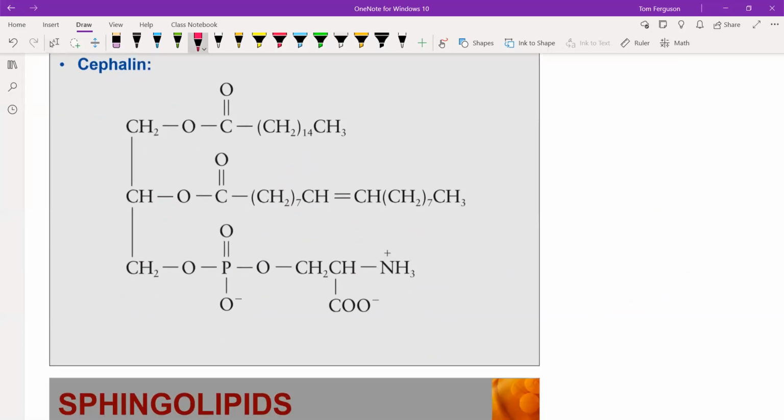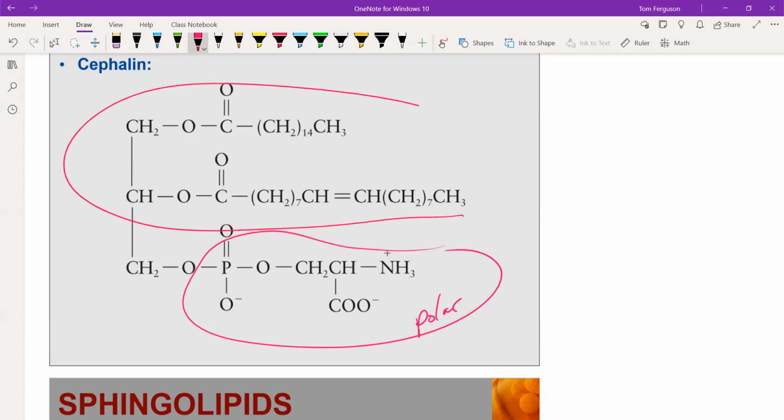Same thing. Anything ionic is very polar. So as soon as you see ionic, bam, polar. And then same thing here, non-polar.